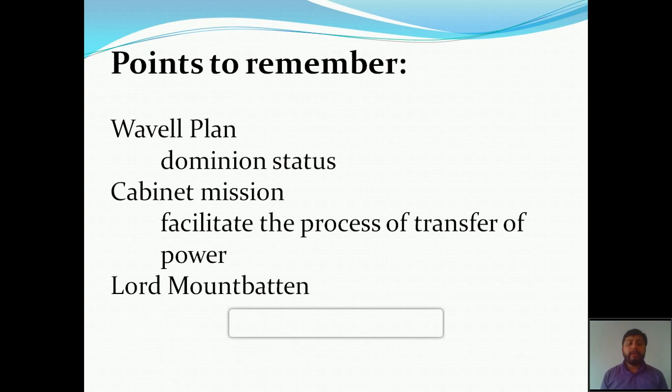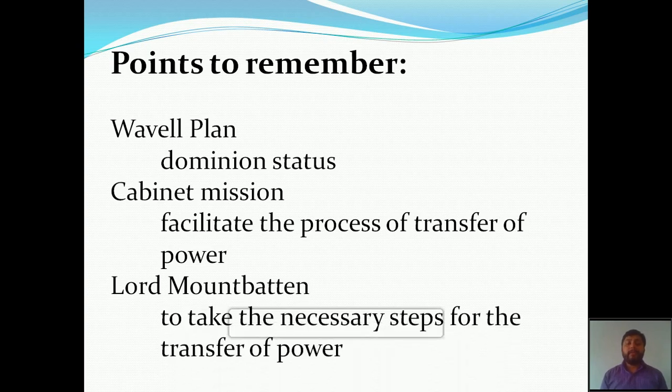In order to take the necessary steps for the transfer of power, Lord Wavell was recalled and Lord Mountbatten was appointed as the Viceroy of India. So these were the different points we were discussing in the last class. Today we are going to study something further about Lord Mountbatten and the Mountbatten Plan.